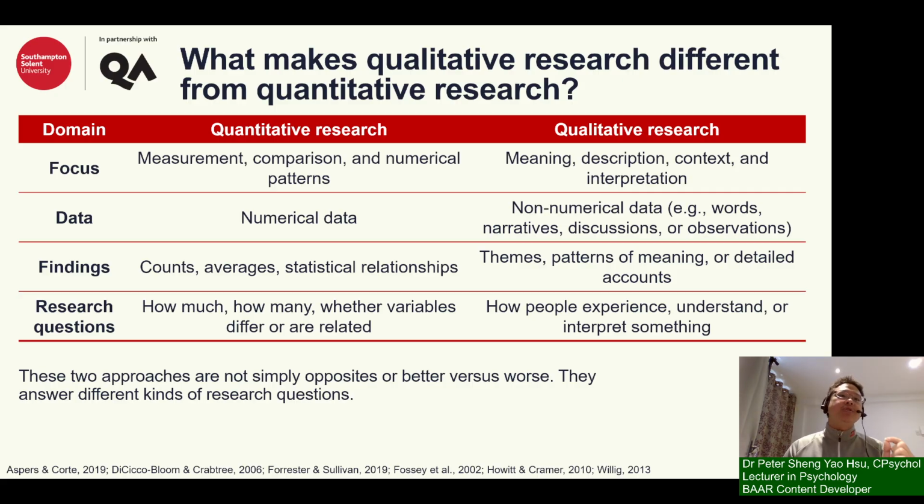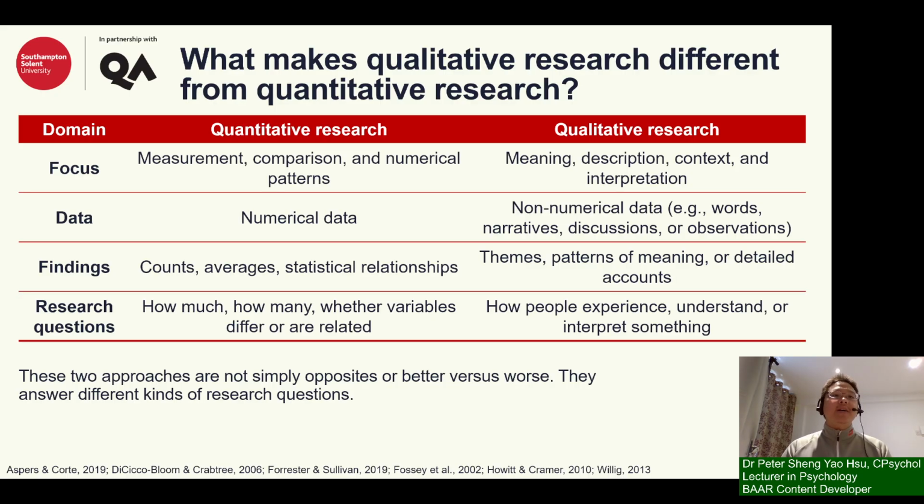Second, let's move on to the data. Quantitative research uses numerical data. This might include questionnaire scores, reaction times, frequency counts, or physiological measurements. Qualitative research uses non-numerical data, such as interview transcripts, written narratives, discussions, observations, or media text.